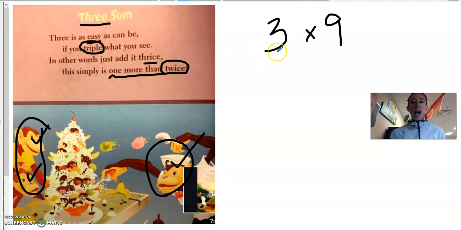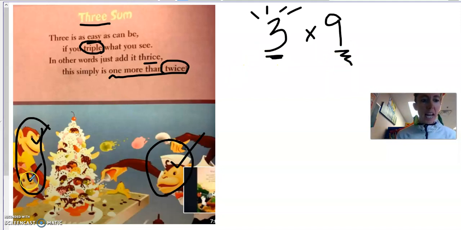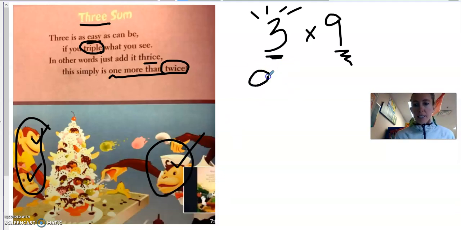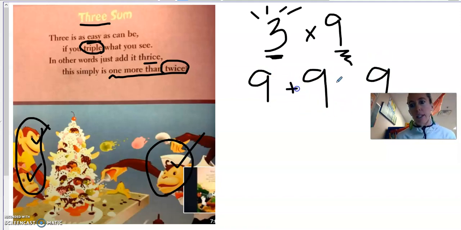So let's say we have a factor of 3 right here, right? So we have 3 groups of what? We have 3 groups of 9. So each one of these monkeys wants 9 scoops of ice cream. How many total scoops of ice cream is that? Well, let's check out. We could write this as 9, 9, and 9. How many times did 9 show up? 3 times. And you could add it 1 by 1 by 1.